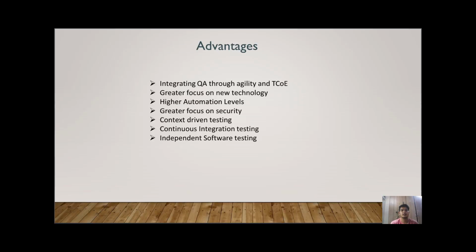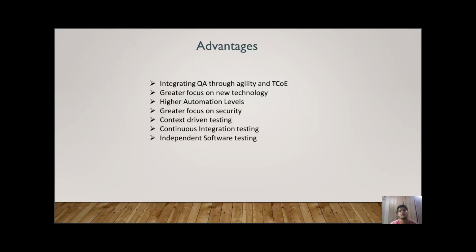So, basic advantages of software testing in industries. Okay. Firstly, integrating quality assurance through agility and TCOE. TCOE is testing centers of excellence. Now, agile is growing and more testing centers are there, so it is really helpful. Get greater focus on new technology. Now everyone requires new things, so that should be tested properly. So it is really beneficial.